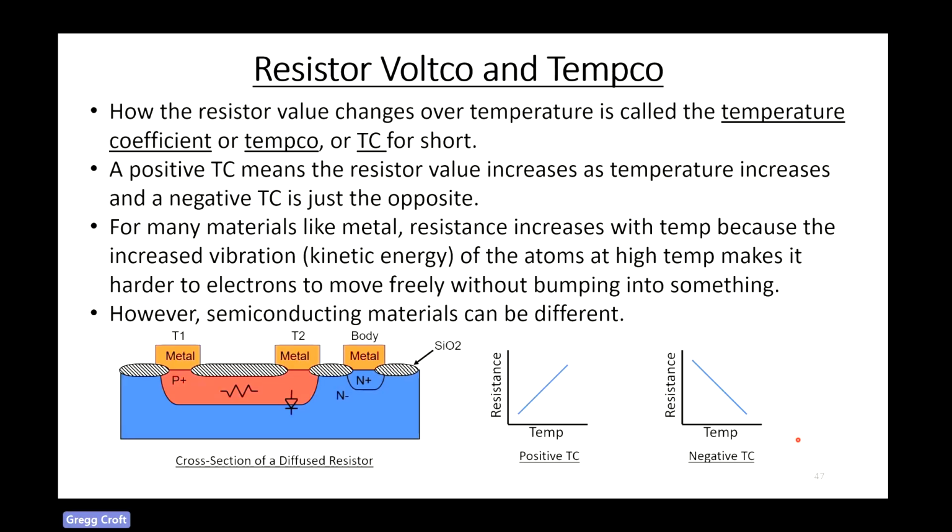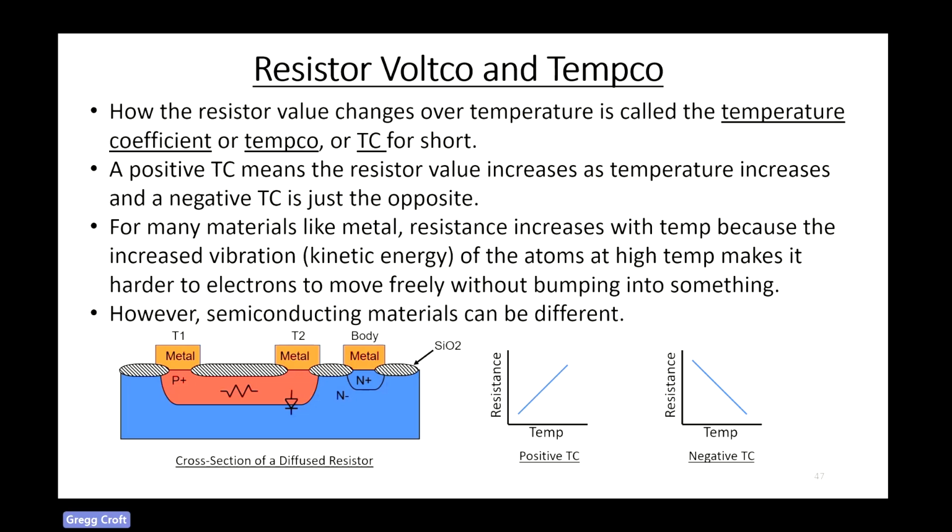How the resistor value changes with temperature is called the Tempco, temperature coefficient, or TC for short, of the resistor. And I'm just trying to get everyone up to speed on the terminology here. A positive TC means the resistor value increases as the temperature increases, and a negative TC is just the opposite. For many materials like metal, the resistance always increases with temperature because the increasing vibration, that means kinetic energy, of the atoms at high temperature makes it harder for electrons to move freely through the material without bumping into something.